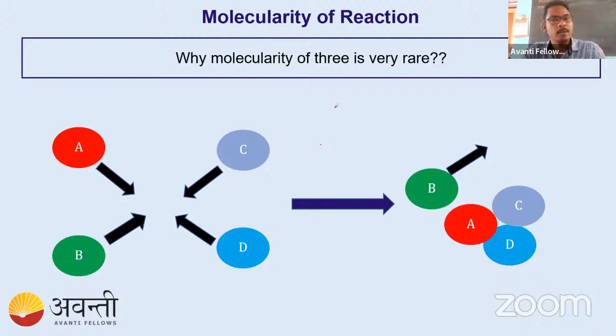Okay. Everyone understood, na? Why is molecularity of 3 rare? Because if you are taking a large number of particles, the collision is not perfect or effective, we can say. If the collision is not effective, you will not get any product. Everyone understood, na? Or do you have any doubt?